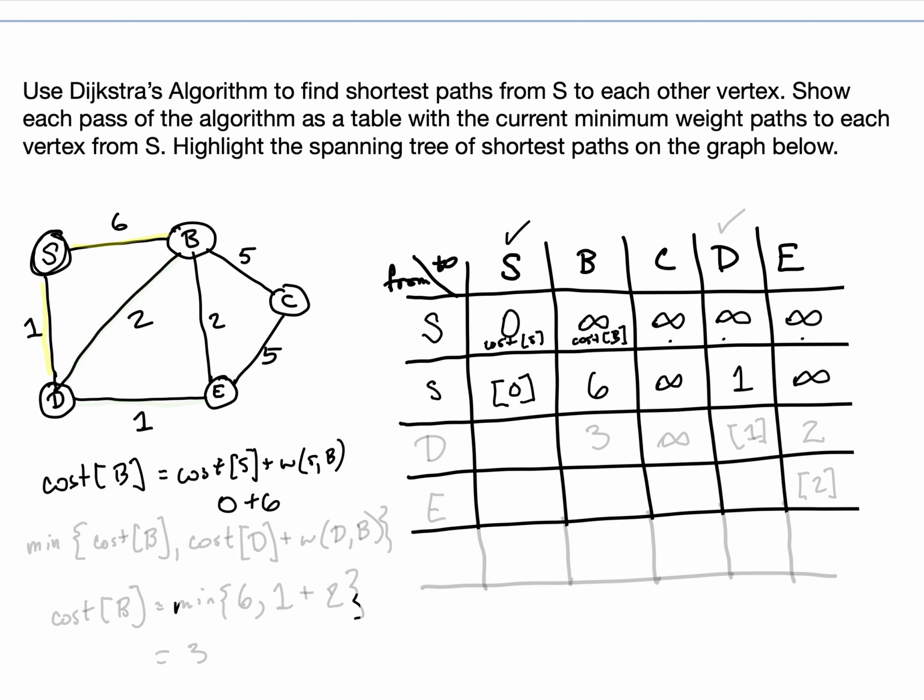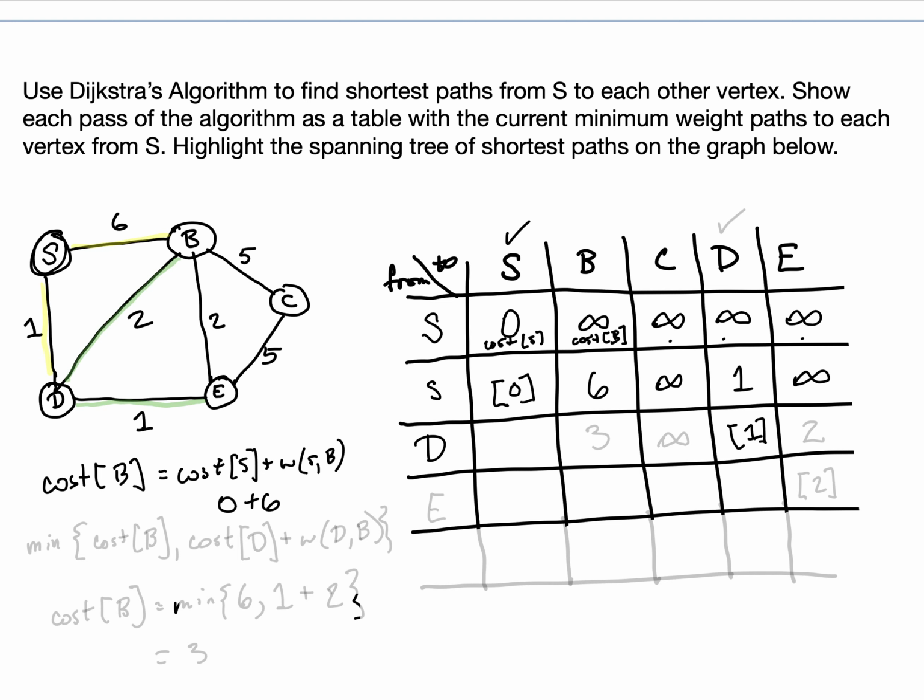And now we're going to bring down the vertex that has the minimum cost out of all of the unprocessed vertices thus far. That's D. So the next vertex we're going to process is D. So let's process D. We are going to look at each of its unprocessed neighbors. D has the neighbor E, and it has the neighbor B, and only S has been processed so far, so we're going to look at both B and E.